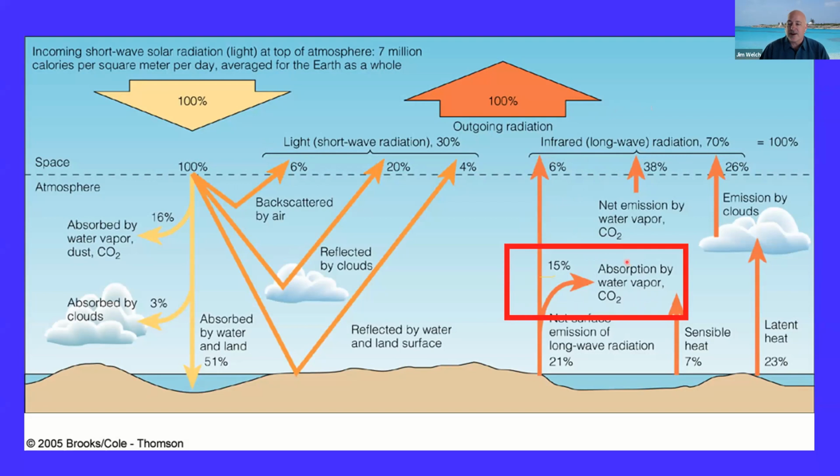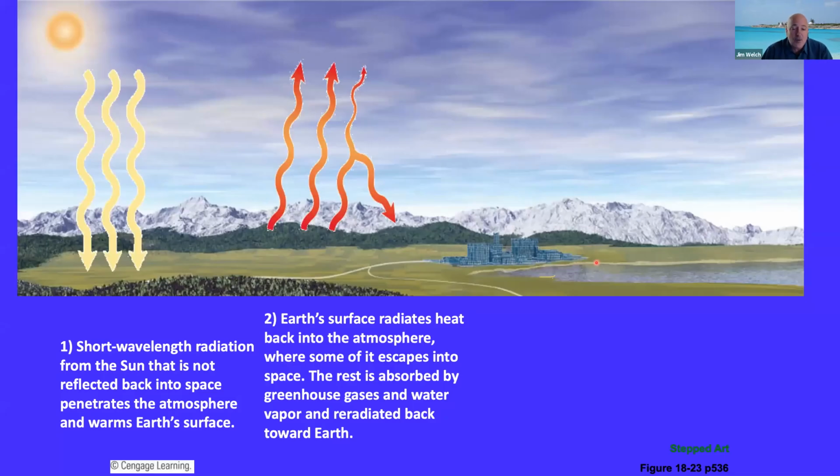If we increase the amount of heat that gets absorbed here, then that's going to affect the amount of heat that stays trapped in the atmosphere. So going back to this figure, in a normal situation, the greenhouse effect is really helpful.